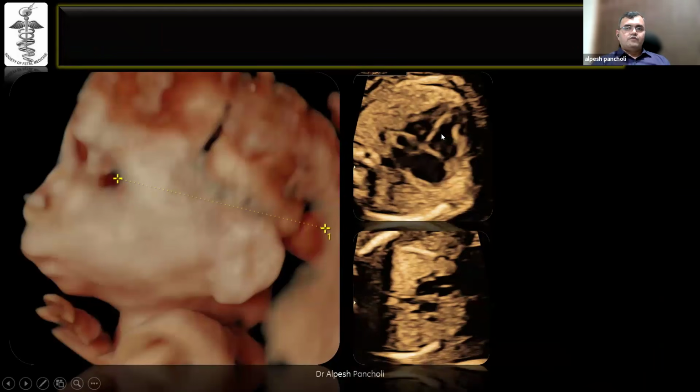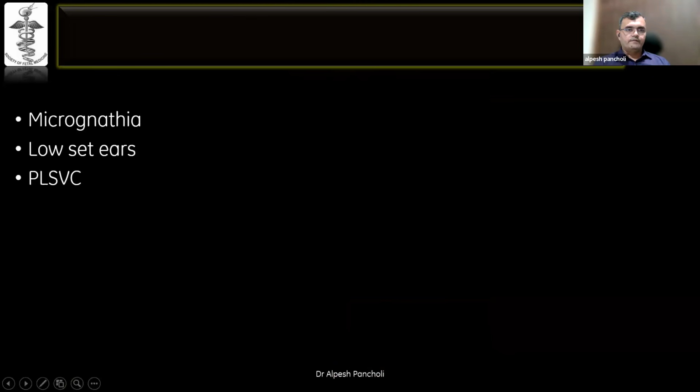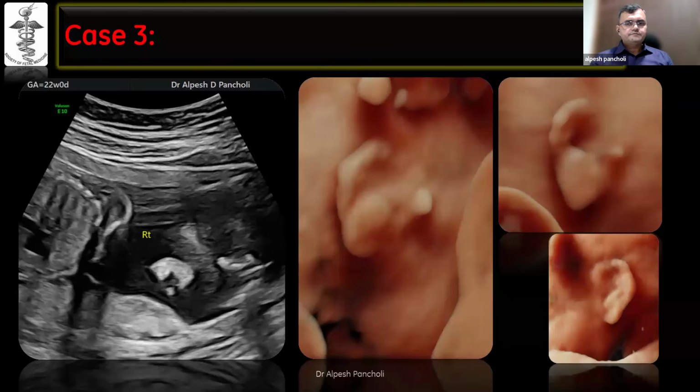As I said earlier, always look for the heart as well. Here we can see the dilated coronary sinus and an extra vessel in the 3-vessel trachea view, suggesting a bilateral superior vena cava. This couple opted for termination and did not want any invasive testing.